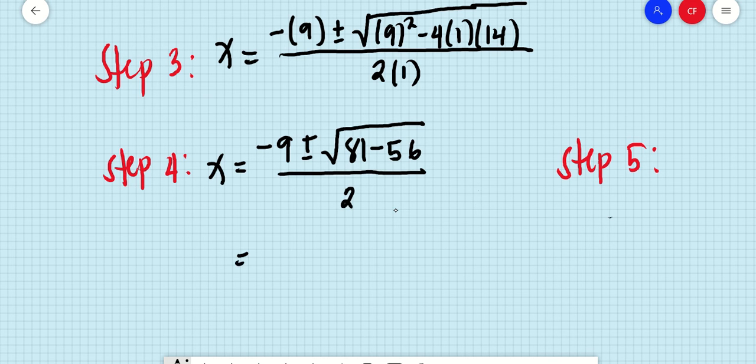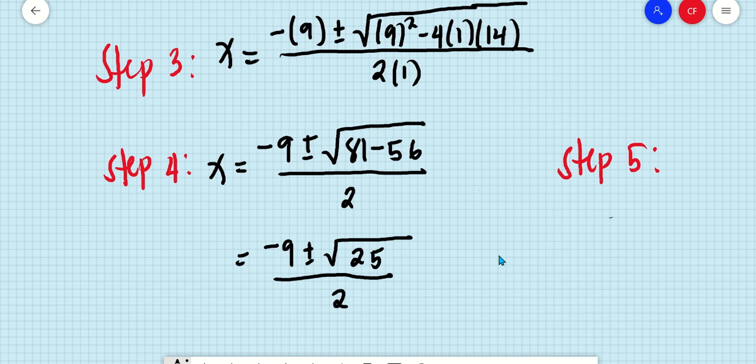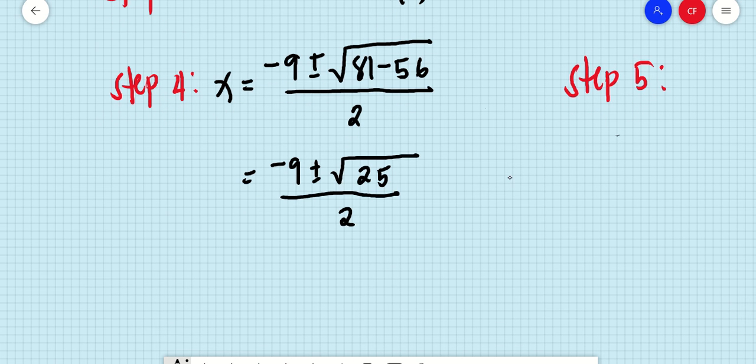Okay, after that, simplify ulit natin. Negative 9, positive negative. So, subtract lang natin. 81 minus 56. Okay, very good. It is 25 all over 2. Okay? So, isa pang simplify. Simplify ulit natin. Equal sign, negative 9, positive, negative. Square root of 25 is 5 all over 2. Ayan. So, kapag nandito na tayo sa equation na to, proceed na po tayo dito sa step number 5.